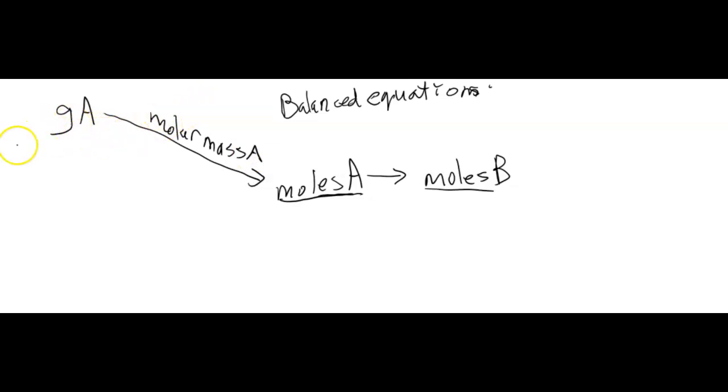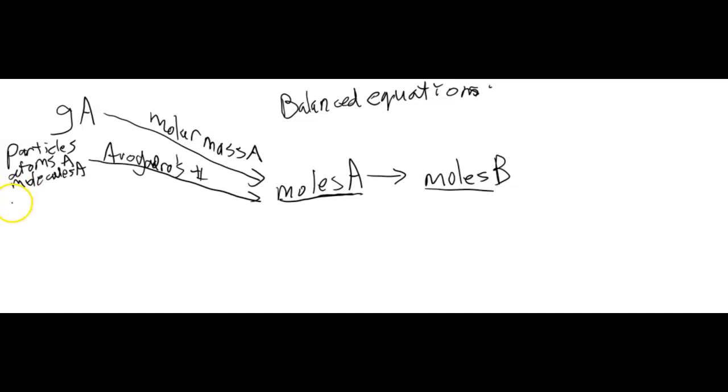We can also use the particles. If we know the particles, like the atoms of A or the molecules of A, we can go from atoms or molecules to moles using Avogadro's number: 6.022 times 10 to the 23rd particles equals 1 mole. That can help us get from the particles to the moles. There's quite a lot of things that we can use to find our moles.